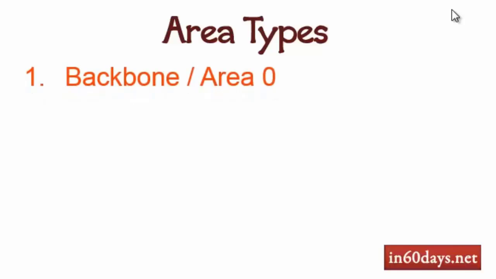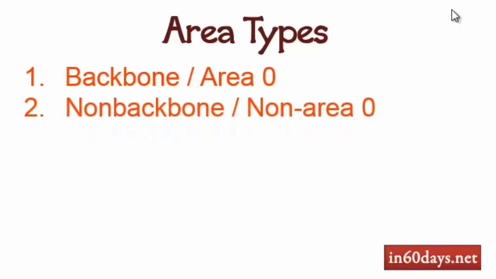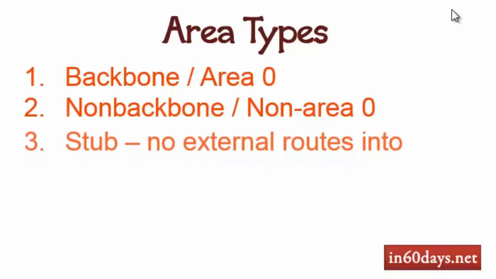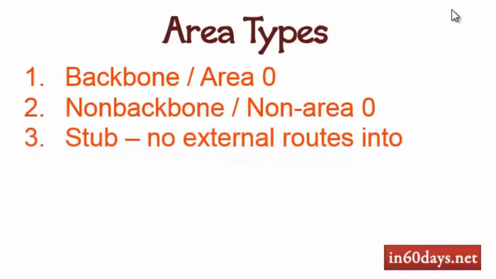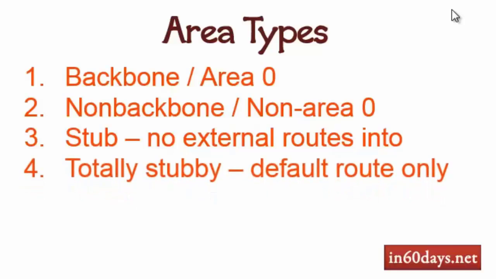The types of area you'll encounter in OSPF are the backbone area. A non-backbone area is any non-area 0 area, so it could be area 1 or more. A stub area: there are no external routes sent into a stub area. So this is one of the ways of conserving routing updates within your network. A totally stubby area: only a default route is sent to this area.